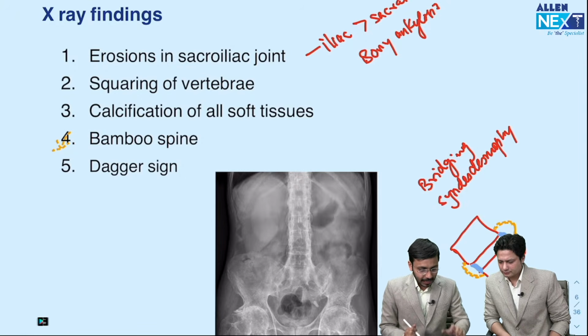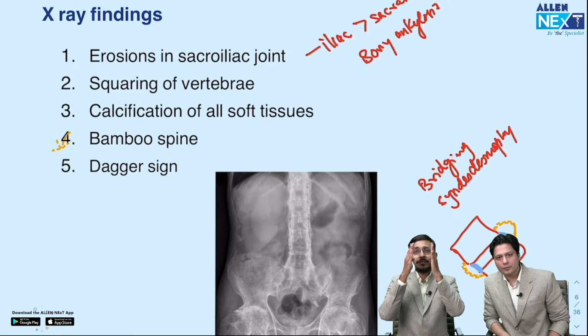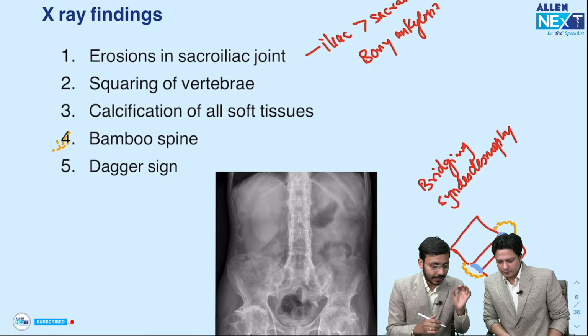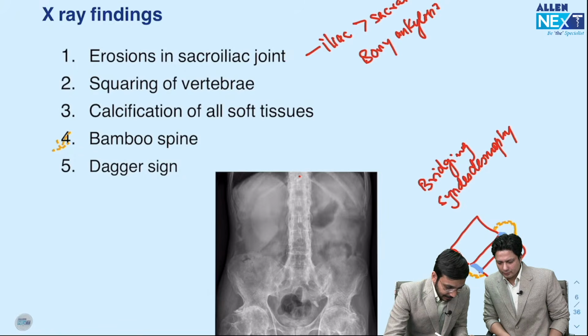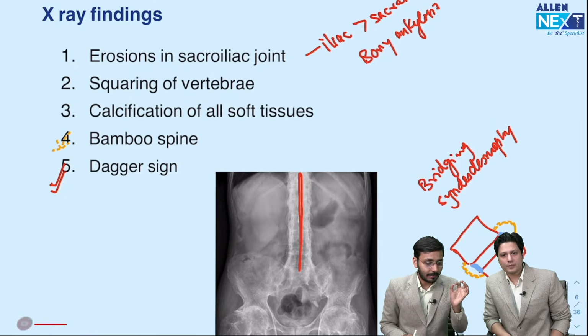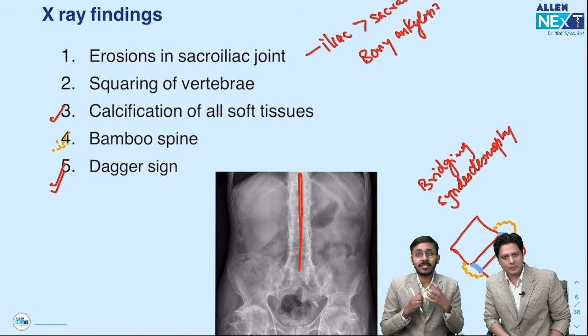Okay. And after that, what you have to remember is the soft tissue involvement. There is ossification along the interspinous ligament, and that interspinous ligament runs in between the spines. So this gives a dagger sign on lumbar spine X-rays. And the third point that we have to mention is calcifications of soft tissue.